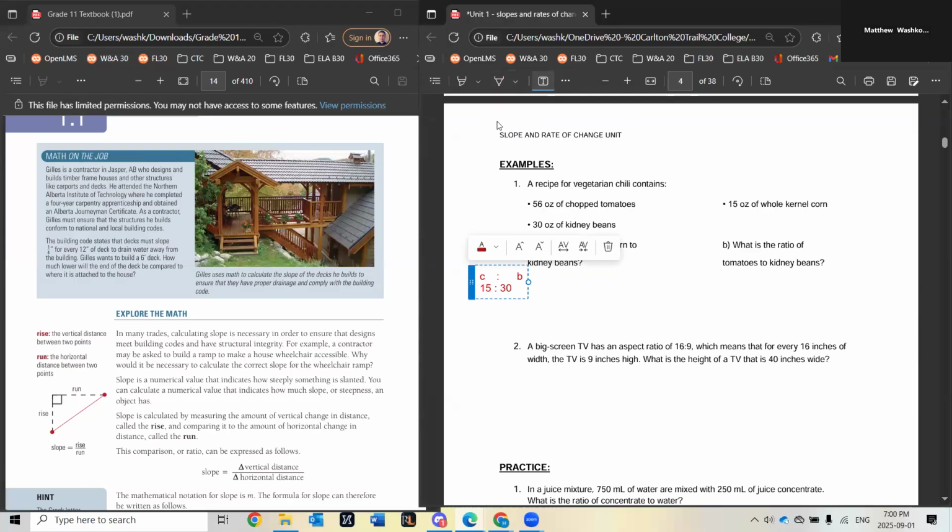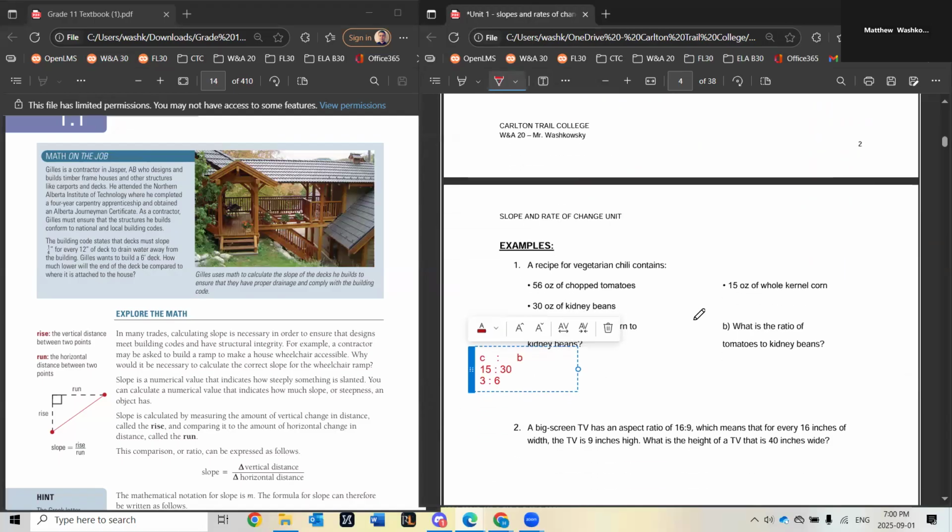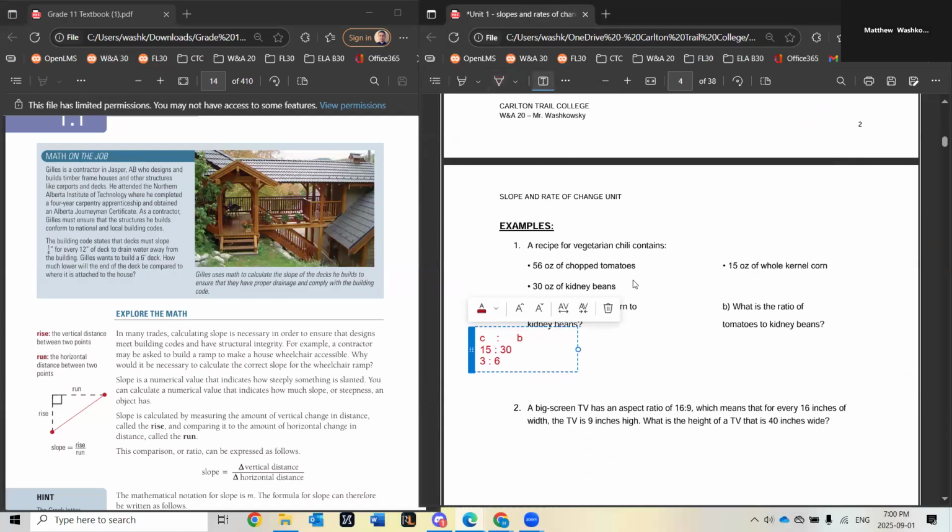But I can simplify those. I can simplify this a little bit. So maybe I can go down to 3 and 6. These are the same thing, just like the pizza. This is the same thing, just harder numbers. All I've done is I've been like, oh, I can divide this by 5 to both sides. That's all I've done here.